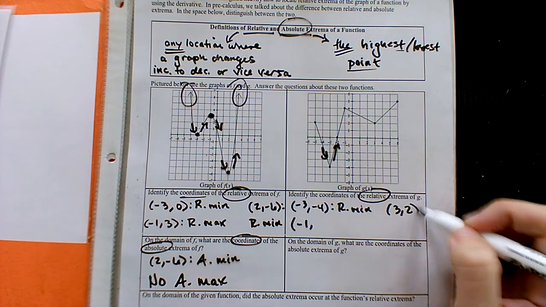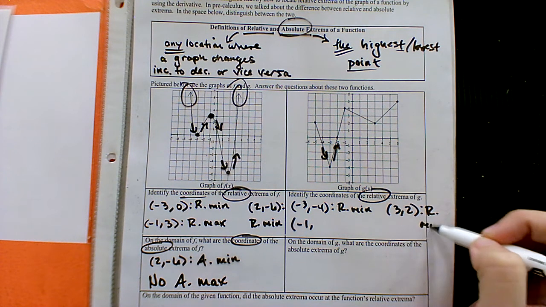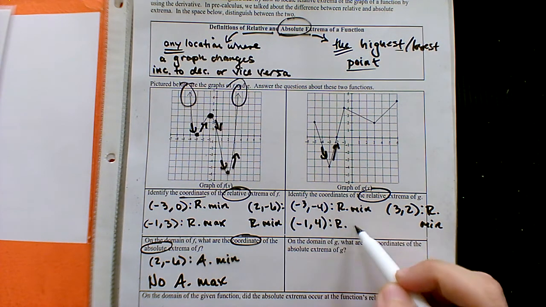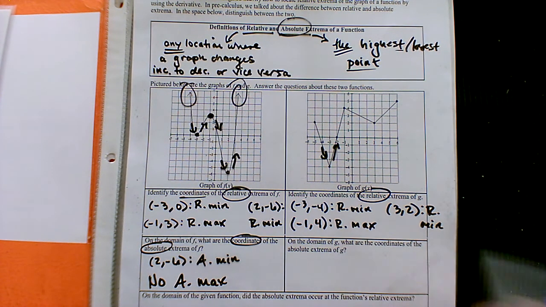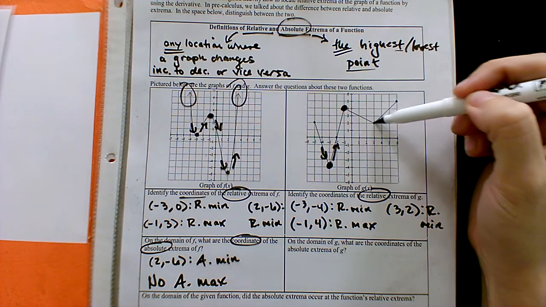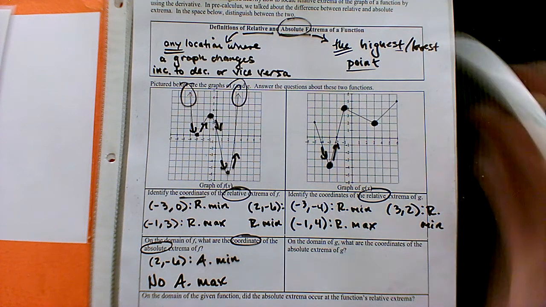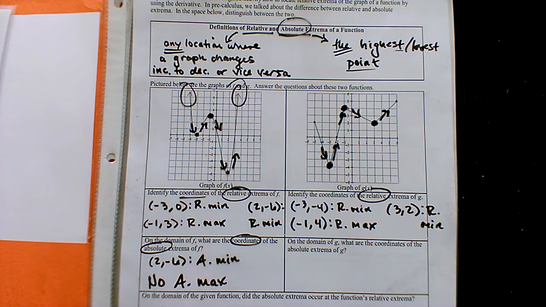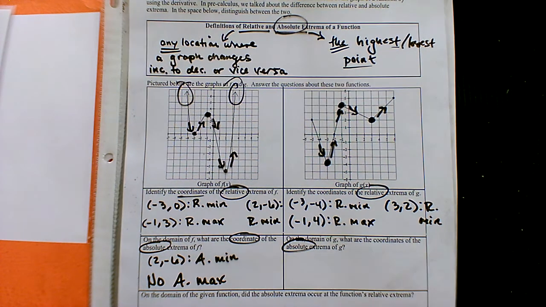3, -2. Another min. Another relative min. All right. And then -1, 4. Relative max. All right. Low point, high point, low point. We have that increasing to decreasing or vice versa change. Looks good. What about absolute? So the highest point or the lowest point?